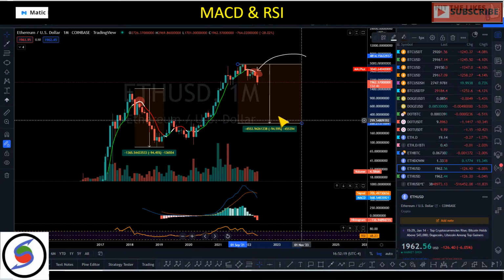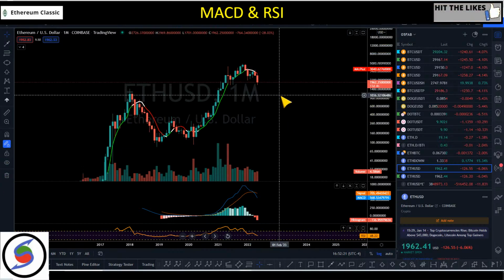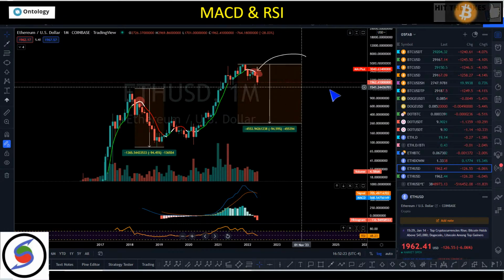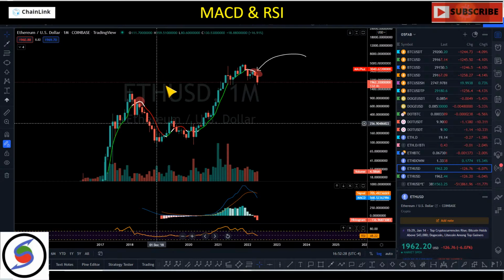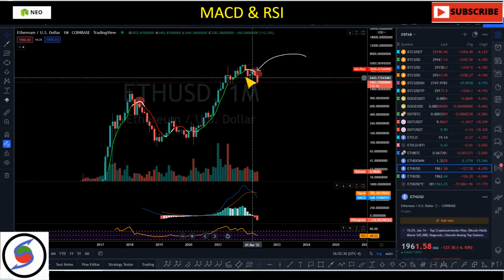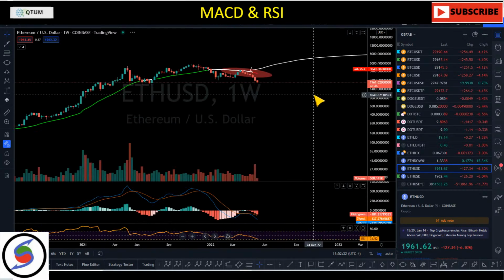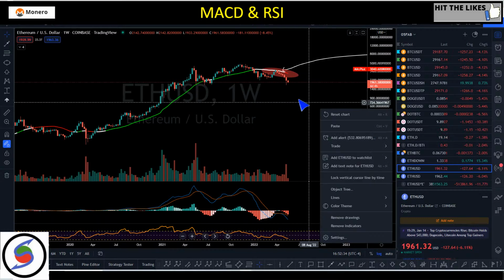So we will talk about Ether in depth over the next few weeks and all that good stuff, but that's all I wanted to cover for Ether. We're still below our 25 MA on a weekly basis, so the trend for Ether is still down. Something to keep in mind.